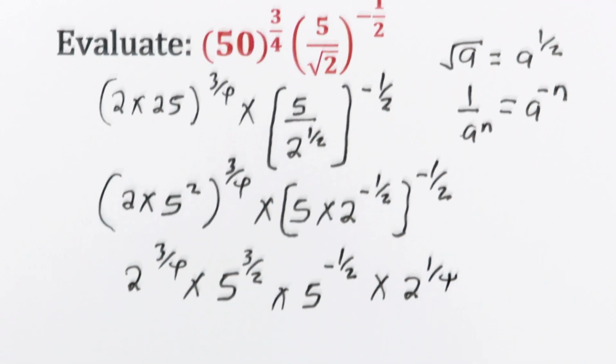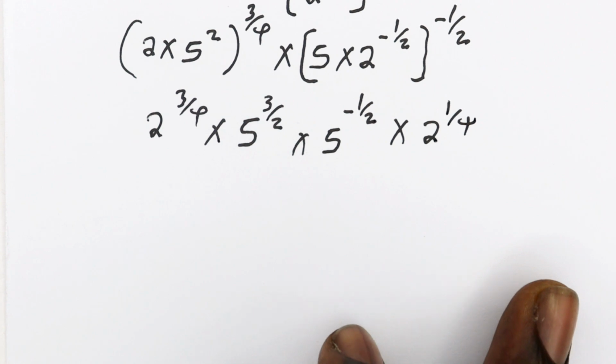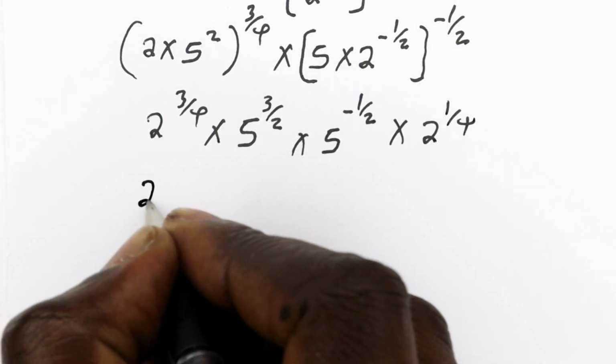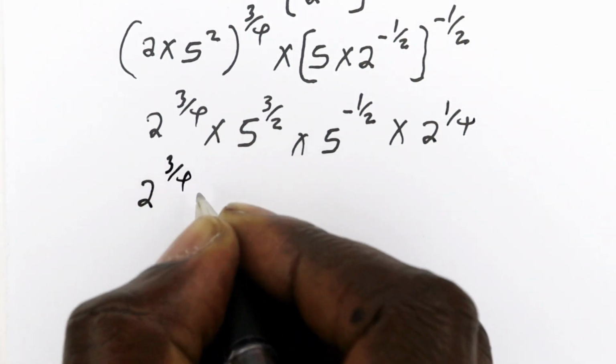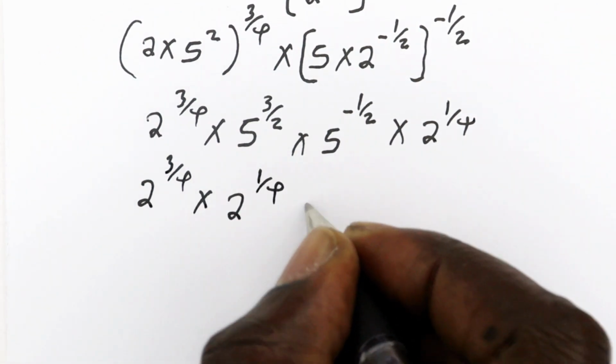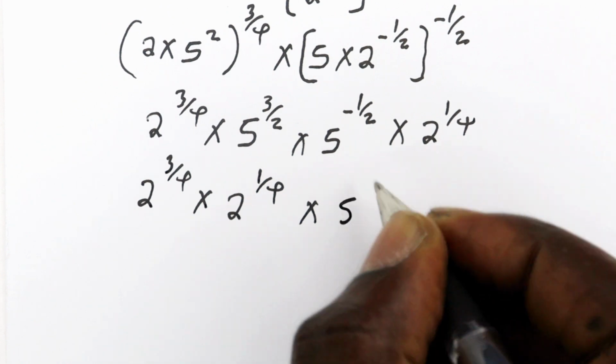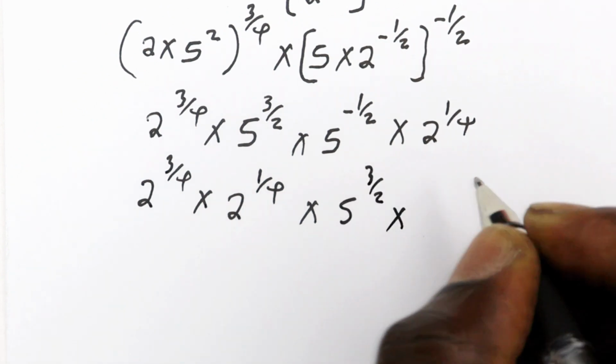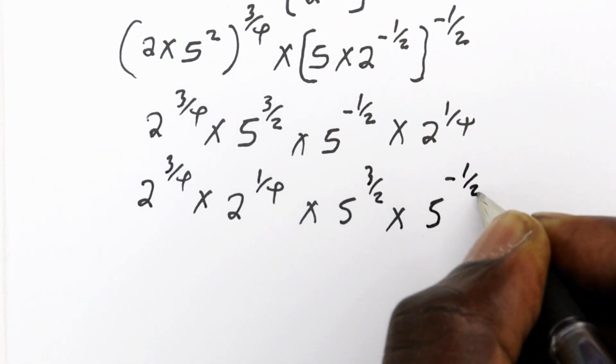So now we just collect the like terms together and apply the laws of indices. That means we're going to have 2 raised to power 3 over 4 times these are the 2 raised to power 1 over 4 times the 5s. That will be 5 raised to power 3 over 2 times 5 raised to power negative half.